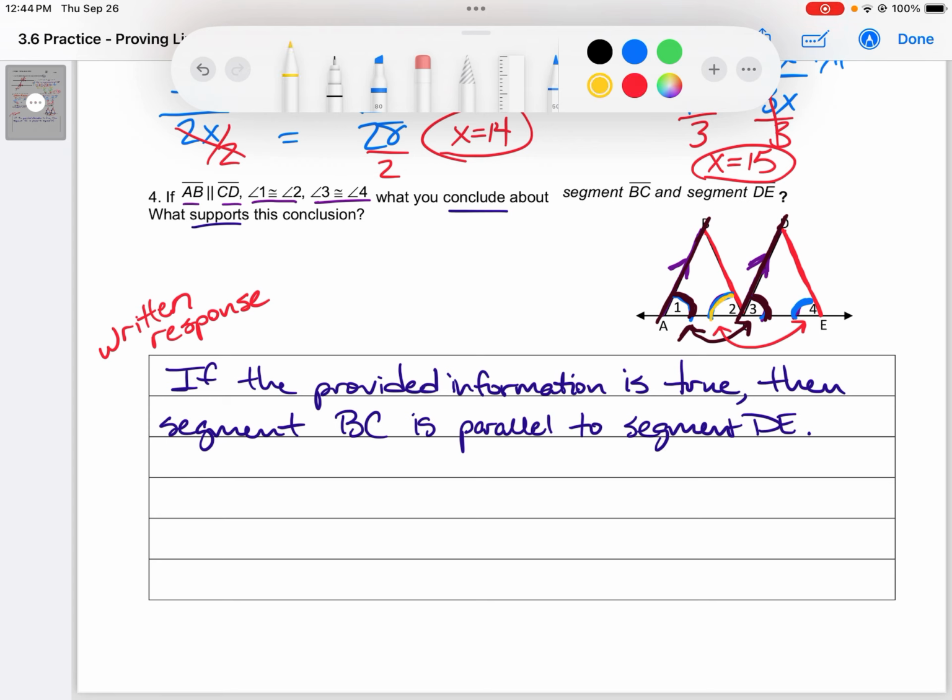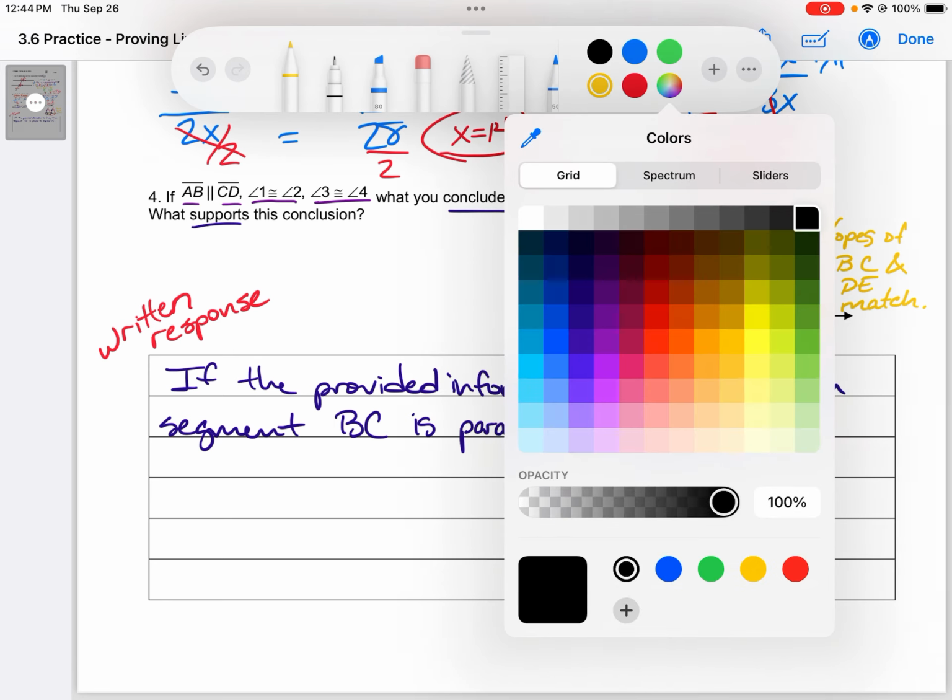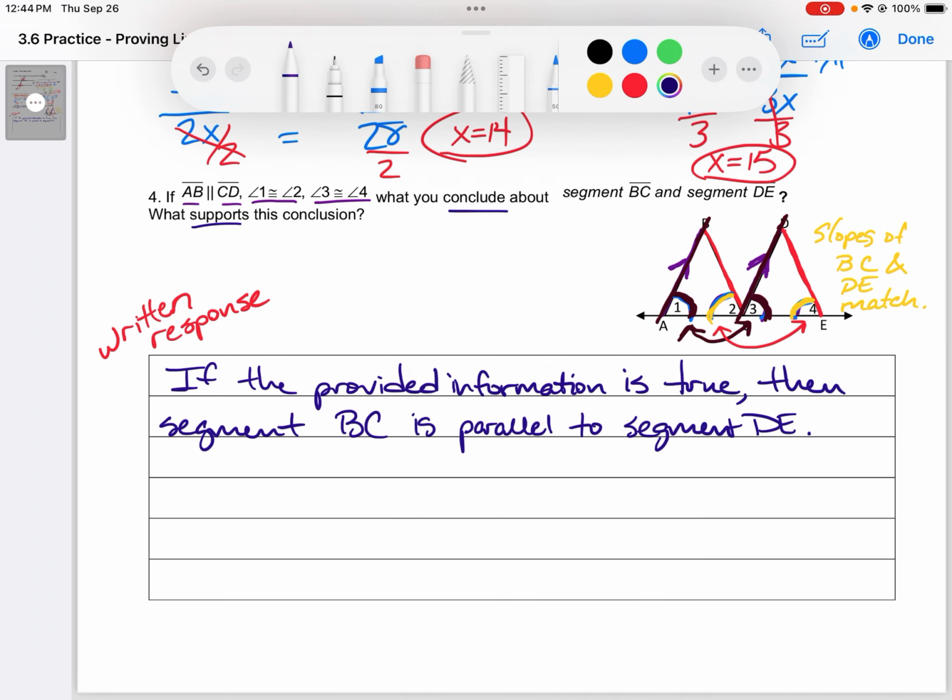And the fact that 2 and 4, that I'm going to put in yellow, the fact that they are the same angle tells me that the slope of BC and DE match. The slopes of BC and DE match. And if you have matching slopes, lines are parallel. So let me see if I can find the same color I was writing with. I think that's it. So my conclusion is that they're parallel. BC is parallel to segment DE.